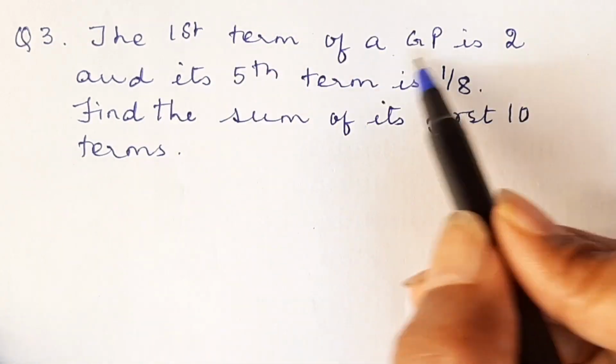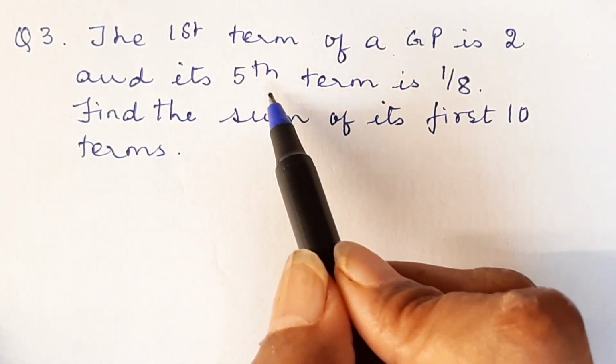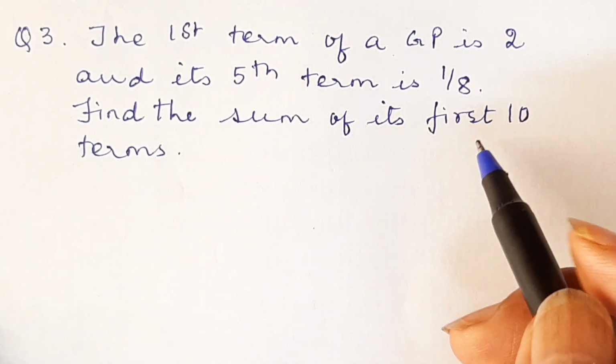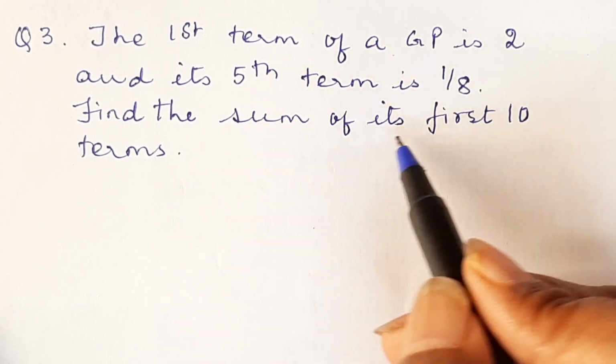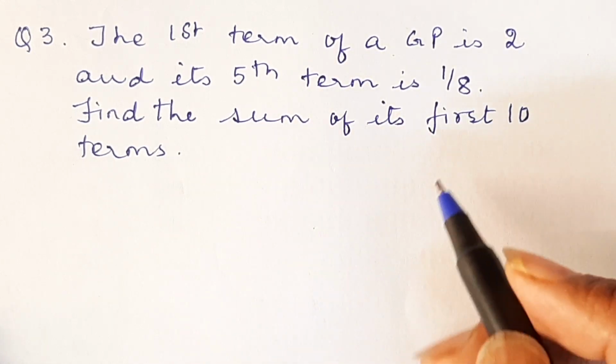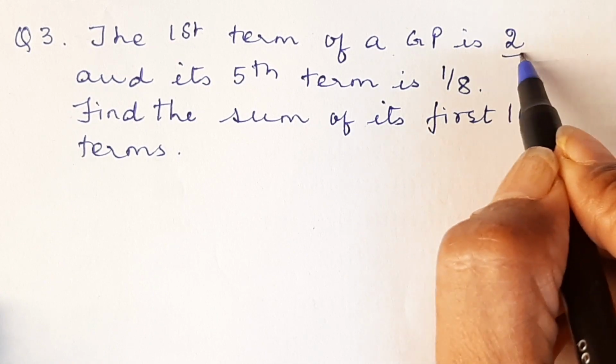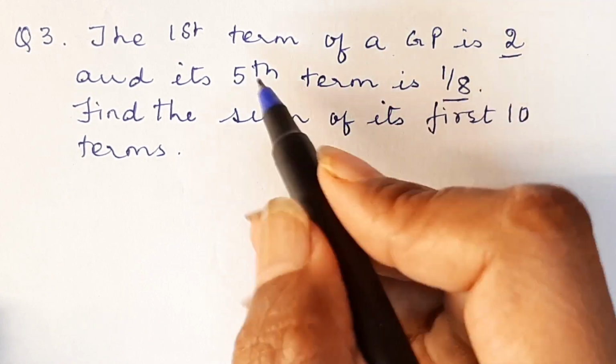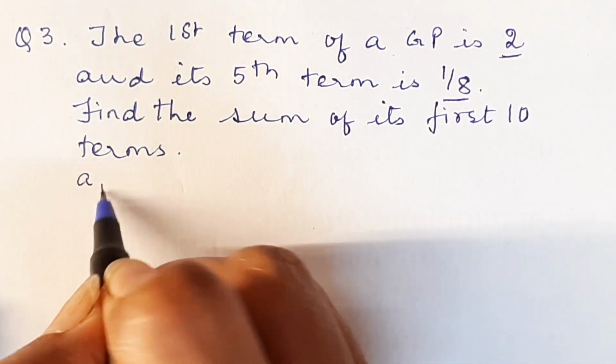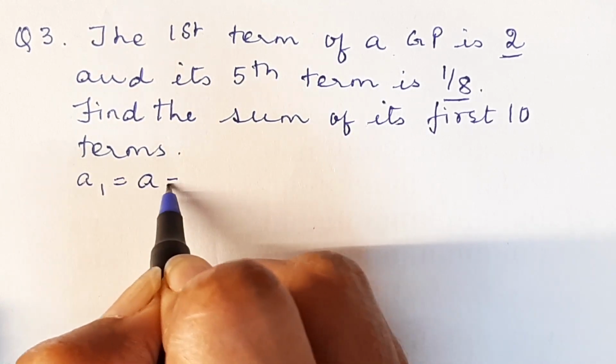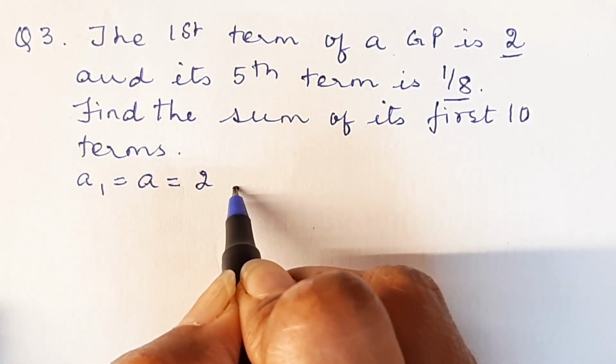The first term of a GP is 2 and its fifth term is 1 upon 8. Find the sum of its first 10 terms. Now, what have we been given? Let us look at that. The first term, which means A1, which means it is A, and that is equal to 2.